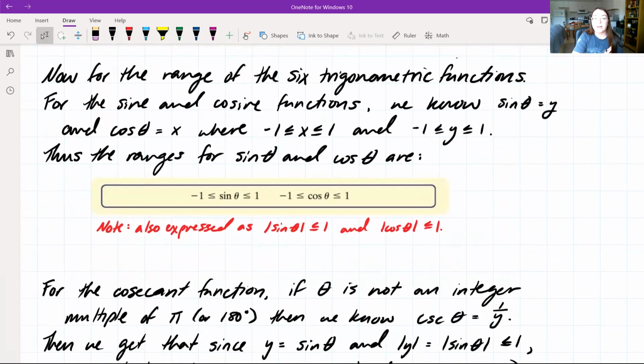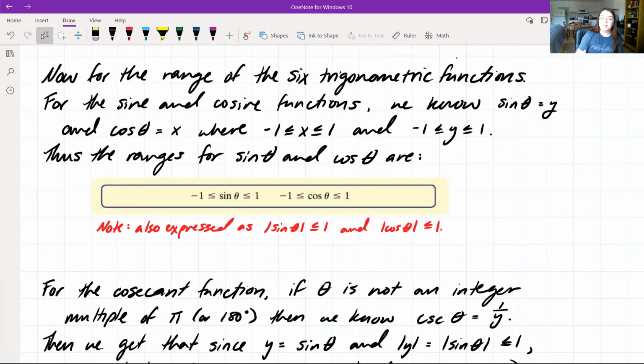Now we want to focus on the range. For the range of the 6 trigonometric functions, for sine and cosine functions, we're thinking about the values that exist for y, now instead of x. So for sine and cosine functions, we know that sine theta is equal to y and cosine theta is equal to x, and we're thinking of the ranges of x and y. x has a range of -1 to 1, and y has a range from -1 to 1 as well.